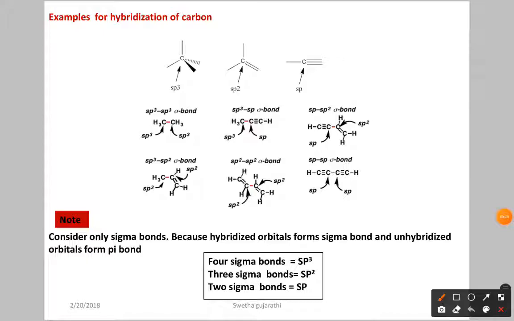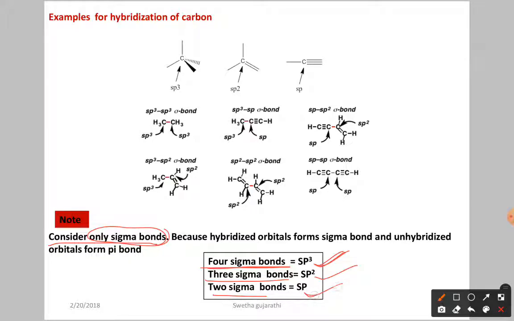One thing you have to remember here: as you know very well, for hybridization we are going to involve only sigma bonds. If around one carbon atom 4 sigma bonds are there, that indicates that carbon has sp3 hybridization. Around a carbon atom having 3 sigma bonds, it has sp2 hybridization. If 2 are there, that indicates sp hybridization.